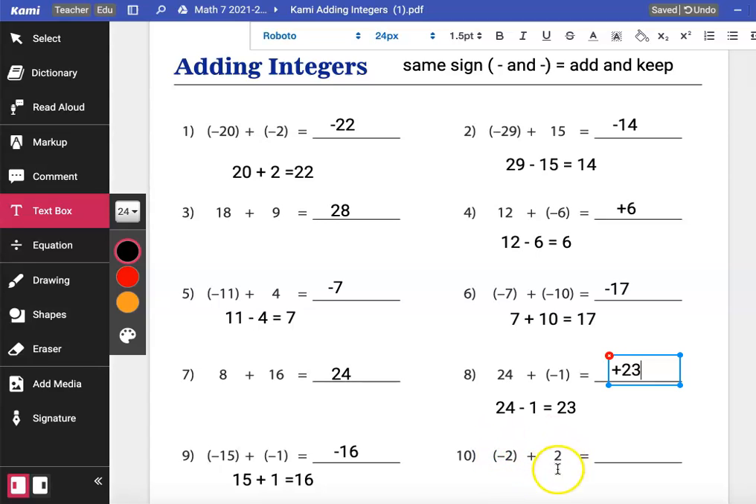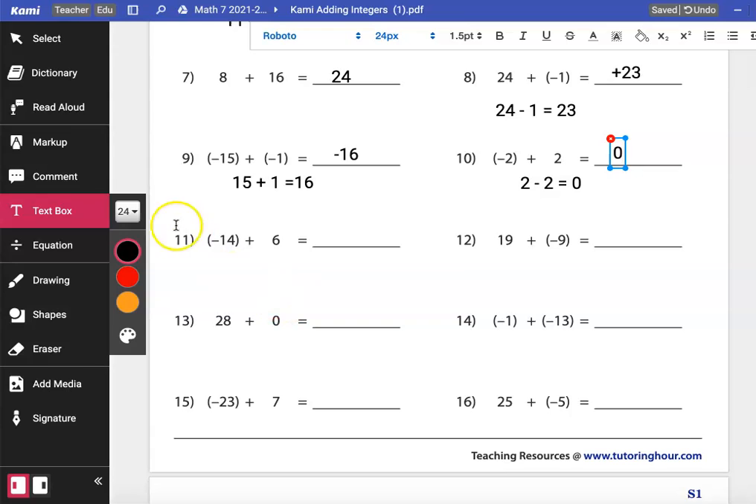Negative 2 plus positive 2, those are opposites. You can test it by subtracting 2 minus 2. That would be 0. And so your answer is just 0. Remember, opposite numbers cancel out to be 0. We'll try some of these. Negative 14 plus a positive 6. So we have a negative and a positive. So we're going to subtract. 14 minus 6 is 8. 14 is bigger, so our answer is negative 8.